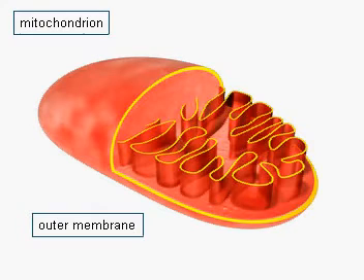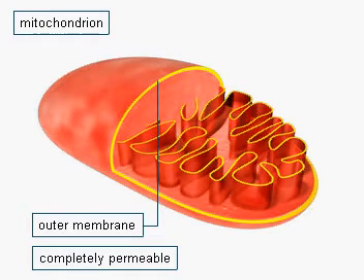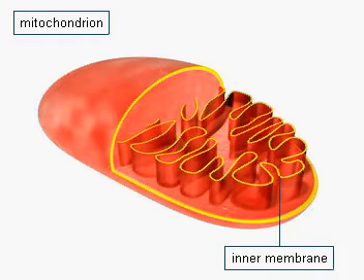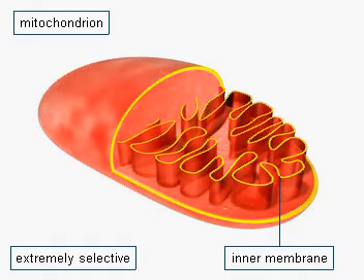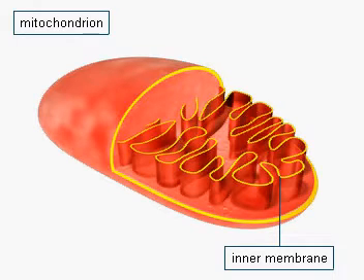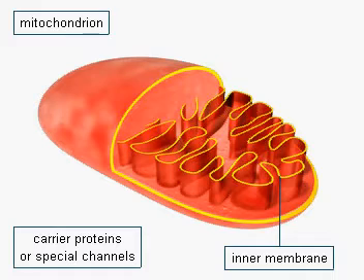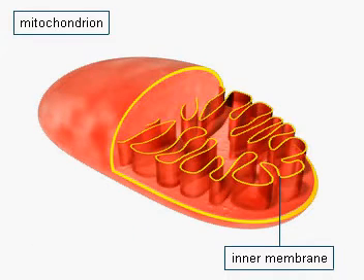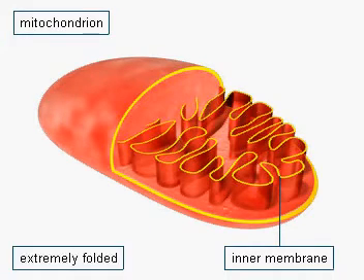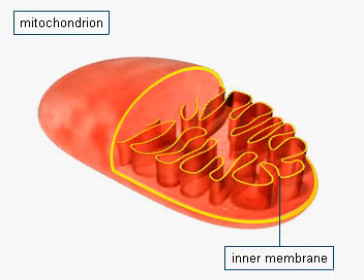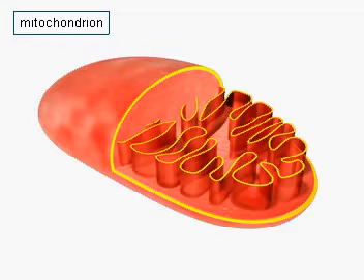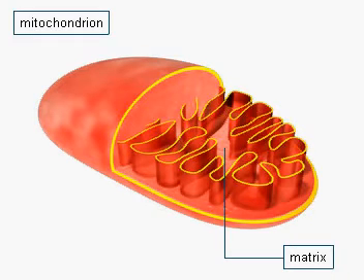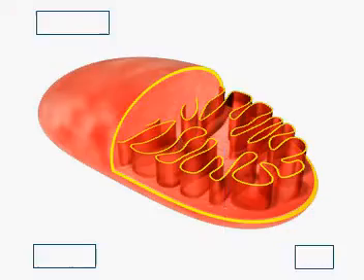The outer membrane of mitochondria is completely permeable to the contents of the cytoplasm, while the inner membrane is extremely selective. Only certain substances can cross it, and they do this by using carrier proteins or special channels. The inner membrane is extremely folded, forming a series of deep invaginations called cristae. The inner mitochondrial space, or matrix, is where the Krebs cycle takes place.